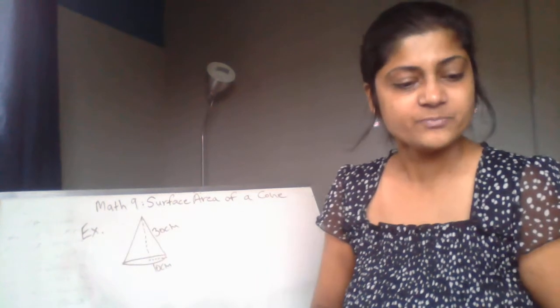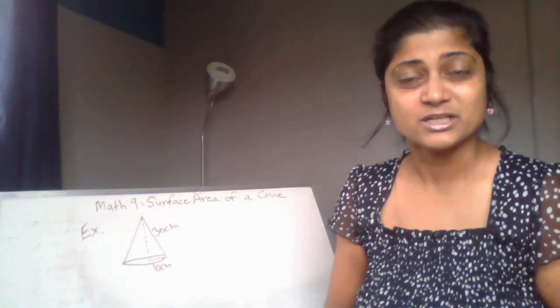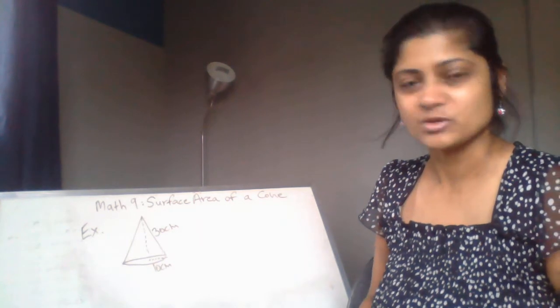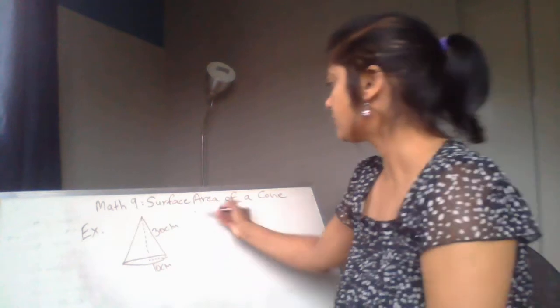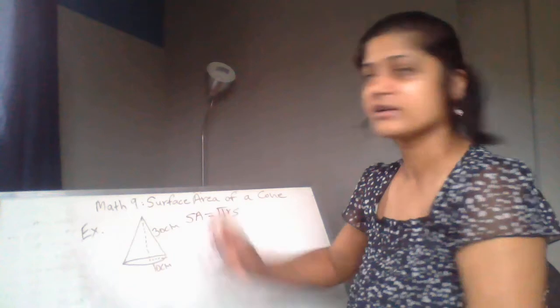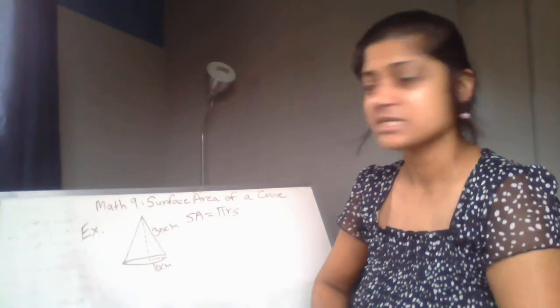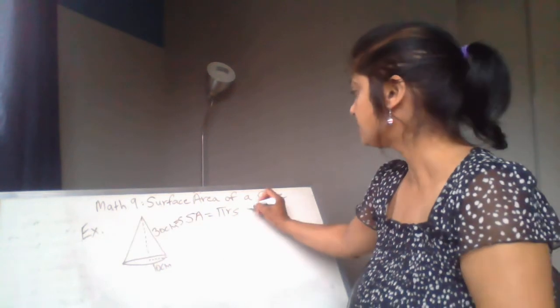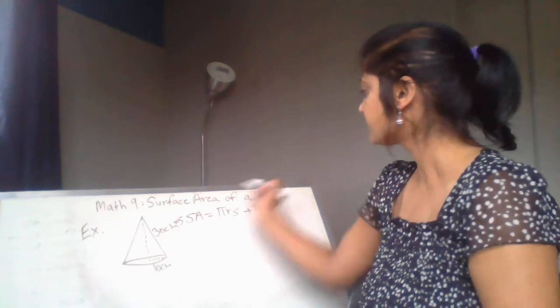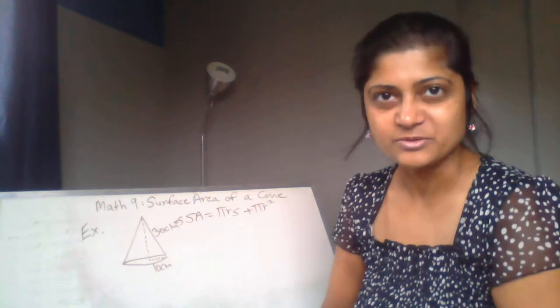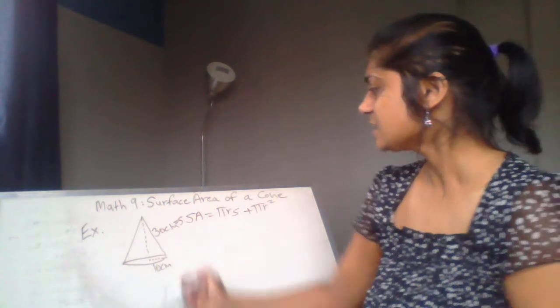All right, so what I'm going to do is write out the formula for the surface area. We're going to try this example on the board. So the surface area equals pi r s, and s here is denoting the side, or the slant of the cone, plus pi r squared, and the pi r squared represents the circle that is on the bottom of the cone.